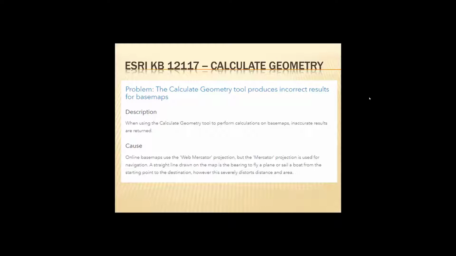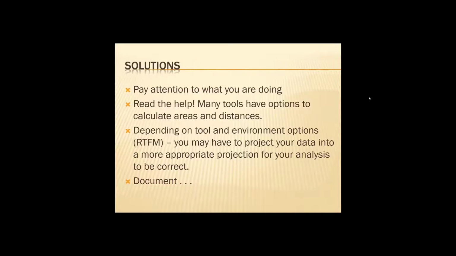But the key thing is, we can avoid these problems we're having with Web Mercator or any kind of Mercator by using some other projection or some other method. One thing to keep in mind is that a lot of tools can work with us. There are solutions to these problems, and a lot of it just has to do with paying attention to what you're doing and understanding coordinate systems pretty well. So read the help. A lot of tools have options to calculate areas and distances in different ways.